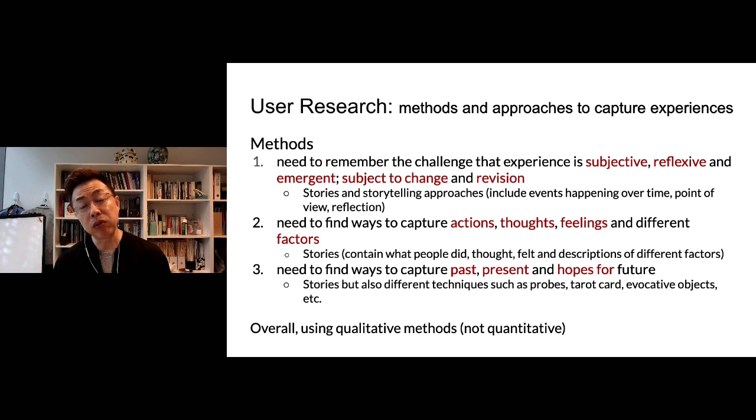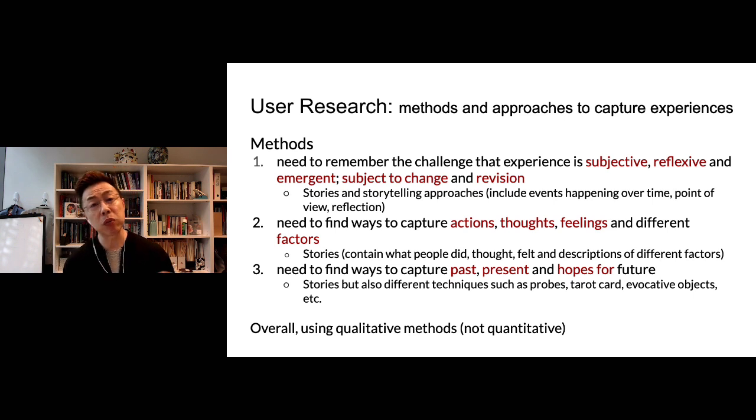So again, stories are really useful, because when people tell you about something that happened in a story, they usually automatically tell you about what they did and what they think and how they feel about different things. And even hopefully people would tell you about the factors in the environment that play a role in that story. So again, stories are very important. The third one is that we need to find a way to capture people's past, present, and hopes for the future.